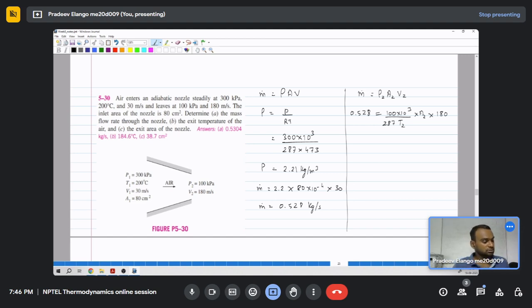Any idea how we can solve this? This is not possible by the continuity equation alone. Now if you balance the energy, with 1 as inlet and 2 as outlet, H1 plus V1 square by 2 is equal to H2 plus V2 square by 2. Now we know both the velocities, and H is Cp into T. So with this we can calculate T2. We have Cp into T1 plus V1 square by 2 is equal to Cp T2 plus V2 square by 2.